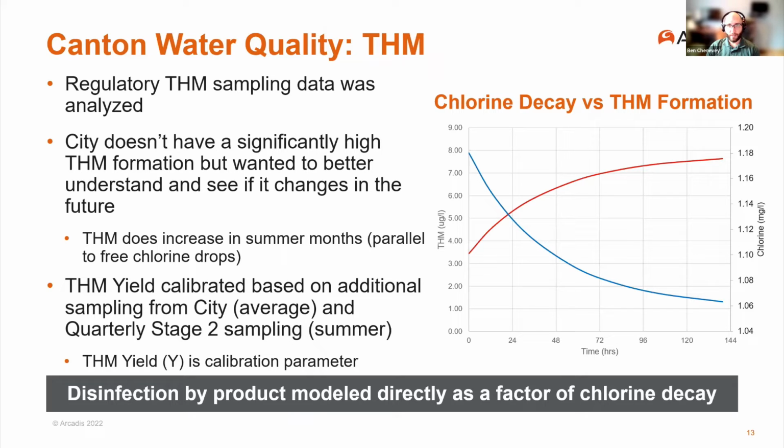So in the model, that THM formation is simulated with a yield factor. So as chlorine decays, there's a yield factor that actually calculates and contributes to the THM formation. So we calibrated that THM yield specifically to the system, and then we're able to simulate that formation, kind of similar to what you see in that graph. As chlorine decays in blue, THM forms on the red.